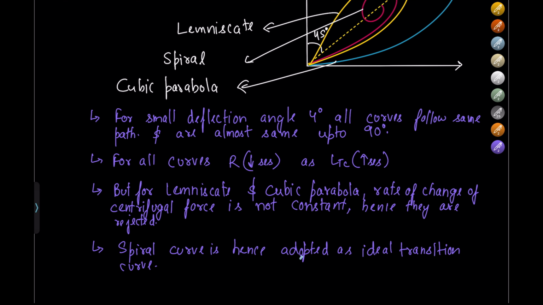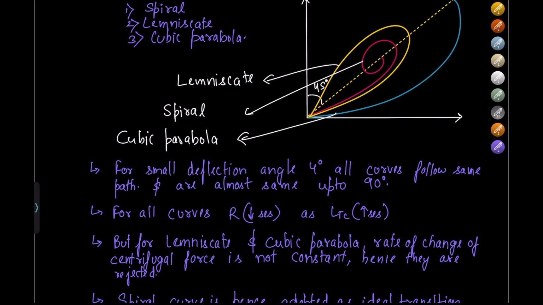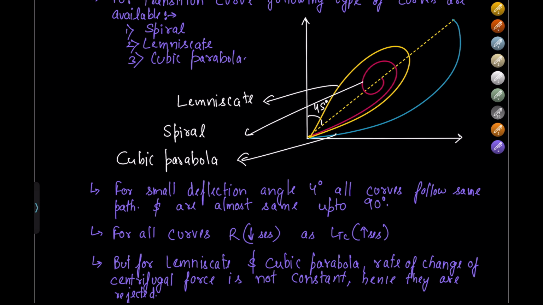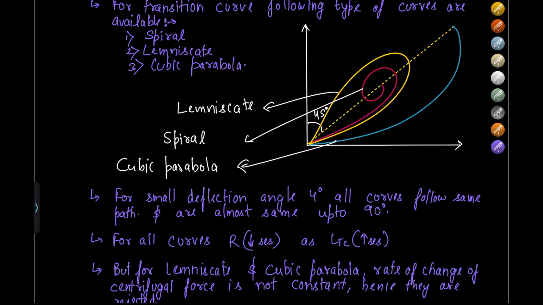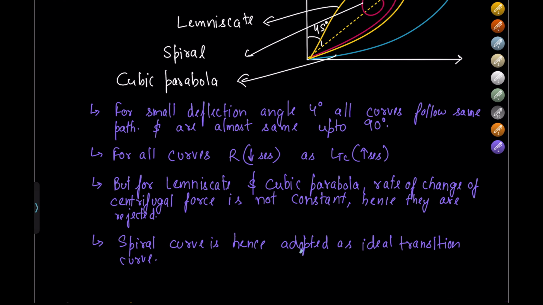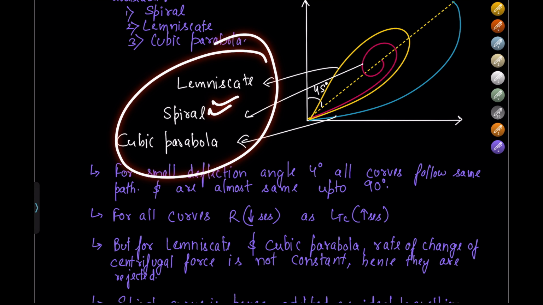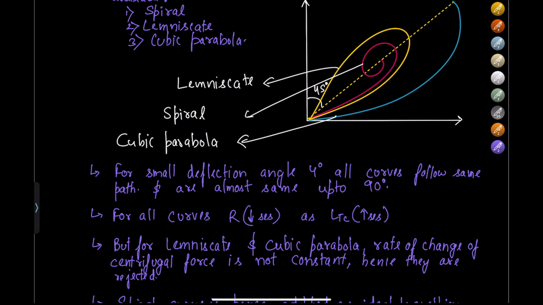But for lemniscate and cubic parabola, rate of change of centrifugal force is not constant. Hence, they are rejected. The reason for rejection is centrifugal force increases as the radius varies along the curve, and that is why there is different centrifugal force along the whole curve. That causes discomfort to the passenger and hence is not preferred. Next, spiral curve is hence adopted as an ideal transition curve. So out of these three curves, we use spiral curve, right?